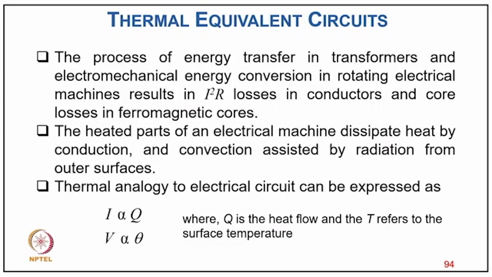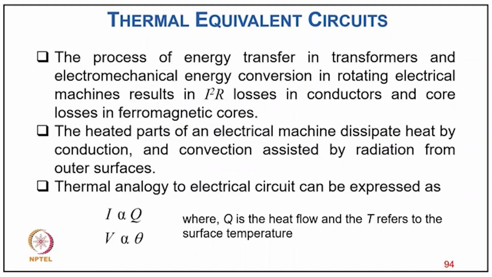Now in the thermal equivalent circuit, the process of energy transfer in transformers and electromechanical energy conversion in rotating electrical machines results in I squared R losses in the conductor and core losses in the ferromagnetic core, and the heated parts of the electrical machines dissipate heat by conduction and convection, assisted by radiation from the outer surface.